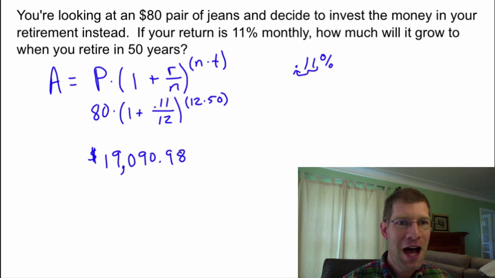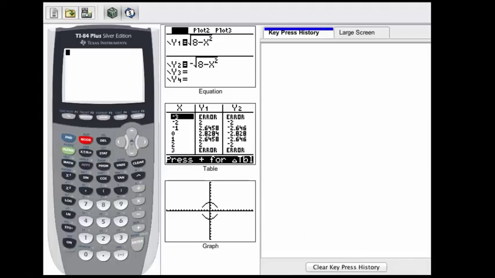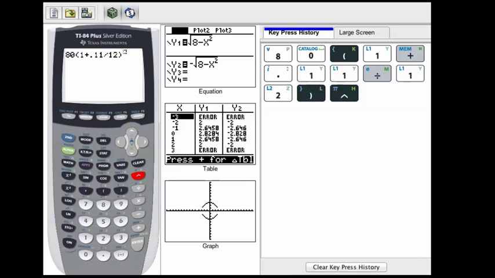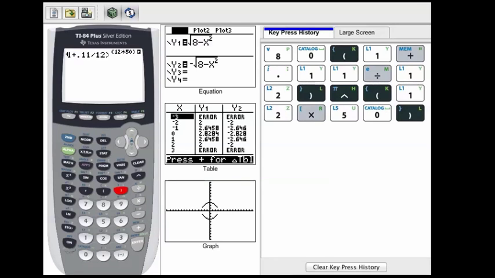So I'll show you how to punch that in a calculator, and then we're done. And I'll do that last example, the $80 pair of jeans. And then I skip the multiplication, just my parentheses, 1 plus 0.11 divided by 12, and the parentheses. Now you have to do your exponent key. So some operating systems will jump up like this, other ones will have the caret, the little up arrow, but you need to have parentheses in there. So if it's monthly, you have to do 12 times your number of years.